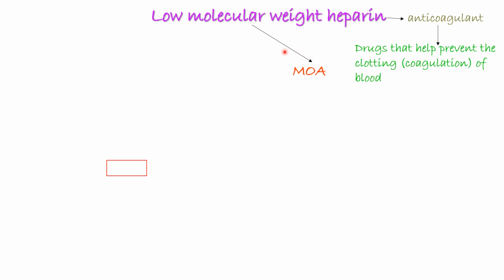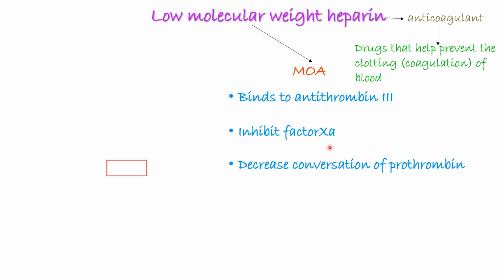And then low molecular weight heparin. As I said before, the mode of action is what? It stimulates antithrombin 3, which now inhibits factor 10A. So it binds to antithrombin 3, and after binding, it stimulates antithrombin 3, and then later it inhibits factor XA.